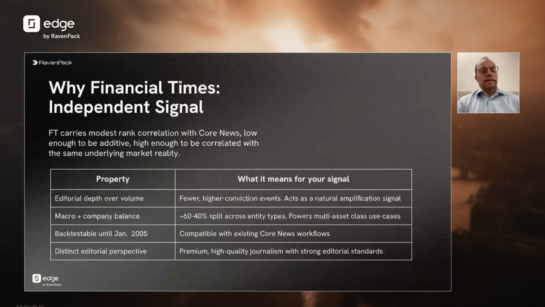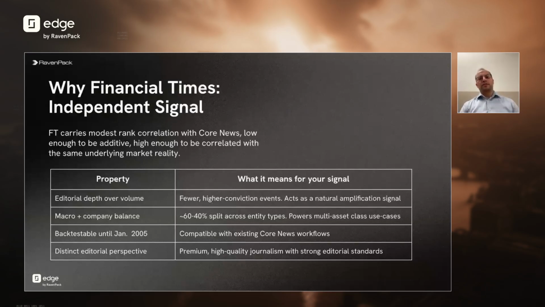So at RavenPack, we track more than 40,000 different types of news sources. This ranges from Dow Jones to Wall Street Journal to Barron's to newswires, and of course also broader web content. As part of our research, we refer to that as core news. And of course, one of the questions that you might ask is, with all of this news content, why would you look at the Financial Times as well?